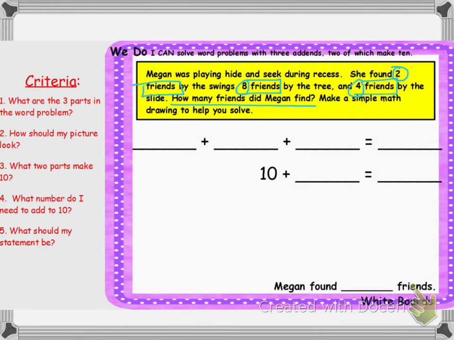Alright, so now, remember, first question that we have to ask ourselves is, what are the 3 parts in the word problem? What are my 3 parts? Whisper it to me. Right, 2, 8, and 4. I want you to write that as a number sentence on your board. 2 plus 8 plus 4 equals blank.